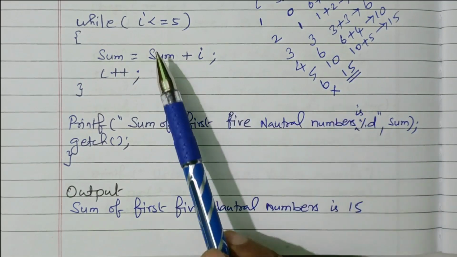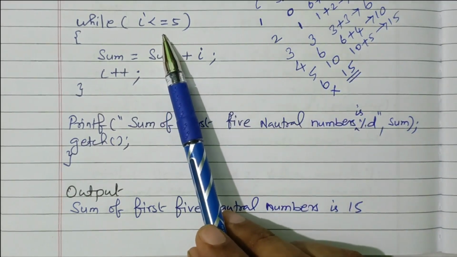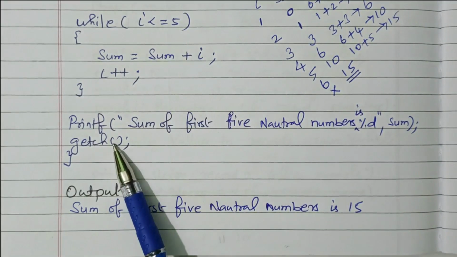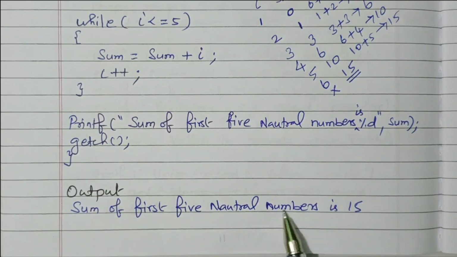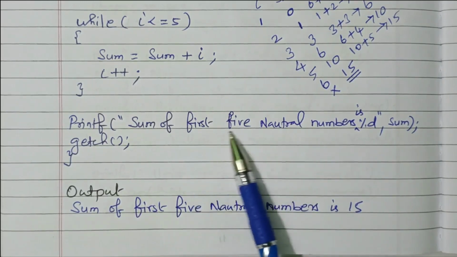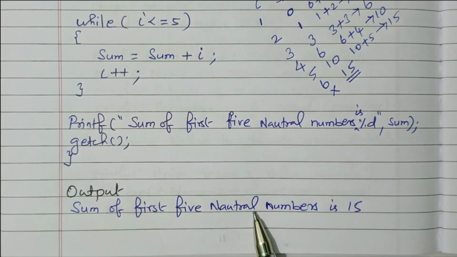Right. So it is an entry level. Initially we are checking the condition. So after getch, we can close the program. What is the output we'll get? The sum of first 5 natural numbers is 15. So what we printed is available in the output statement.